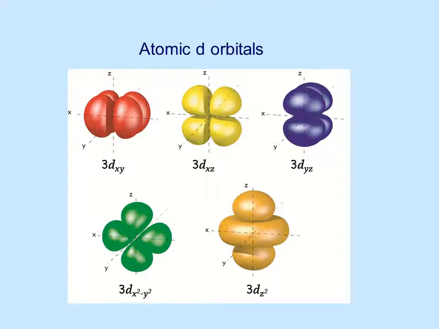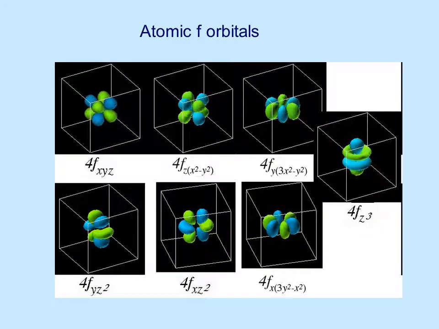D orbitals get even more complicated, and they have this configuration, but again, this is where the electron is most likely to be. And then there are f orbitals, which we're not going to talk about, but I thought I'd throw them in just to let you know that things get much, much stranger than you first imagined.